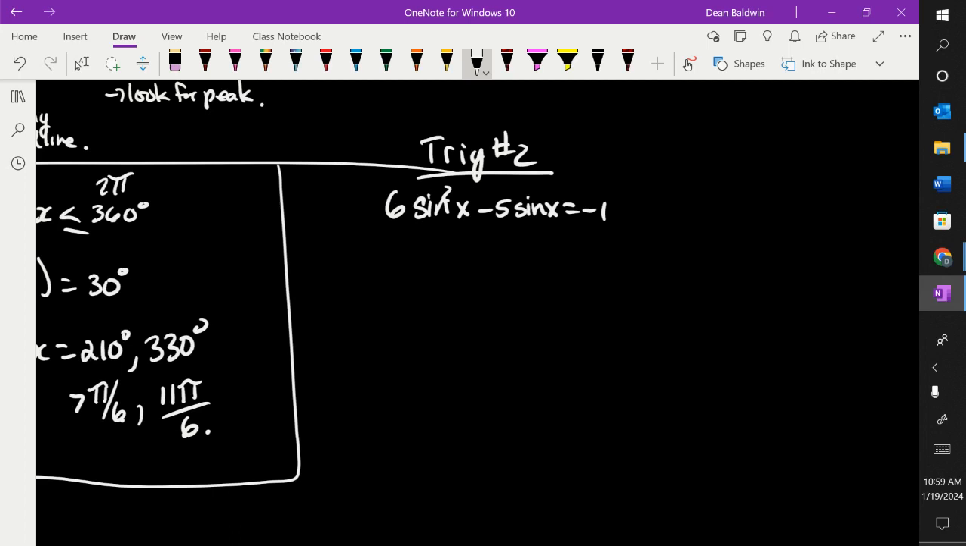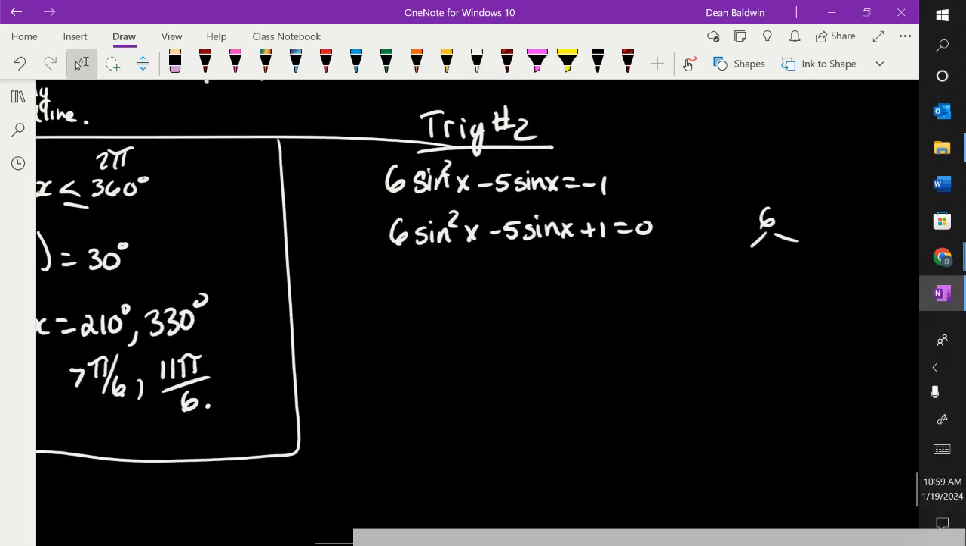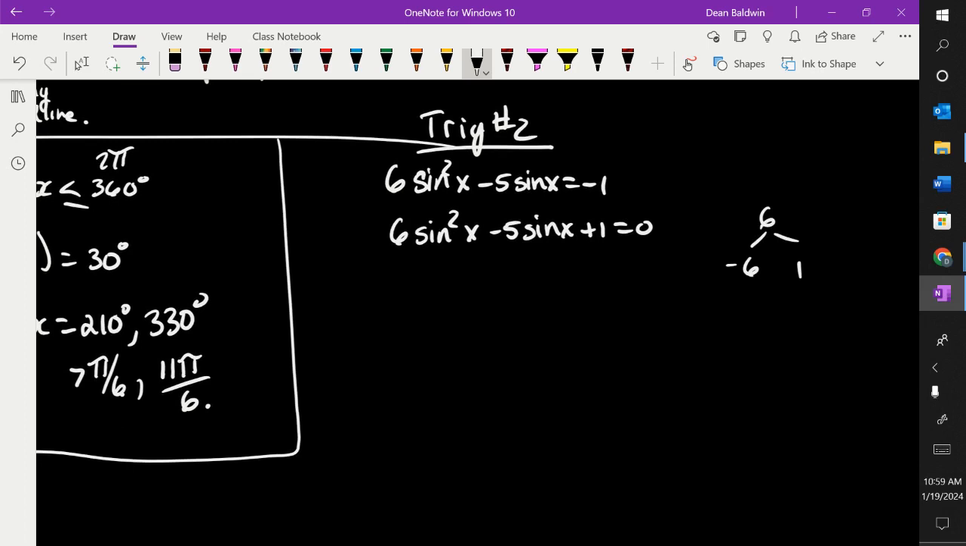What type of equation is this? It's quadratic. How do you solve quadratics? Algebra. You get everything to one side and you factor, right? So you got to pull the 1 over. Plus 1 is equal to 0. And then you got to factor it. Pick your method. I don't care how you do it. I do decomp. First and the last is 6. Well, multiplies to 6 and adds to negative 5. Negative 6 and 1.